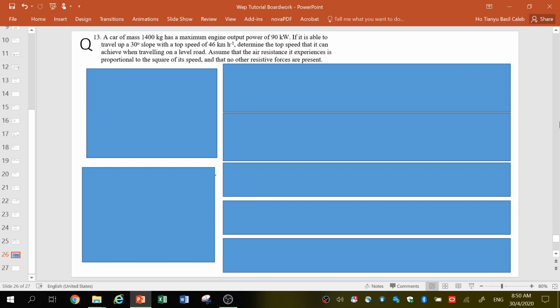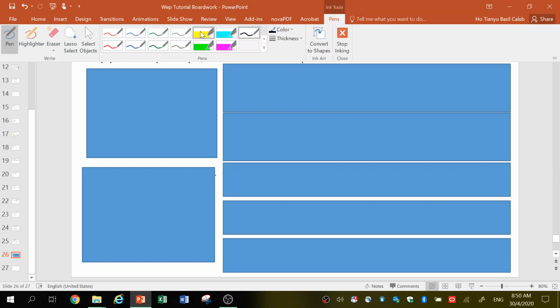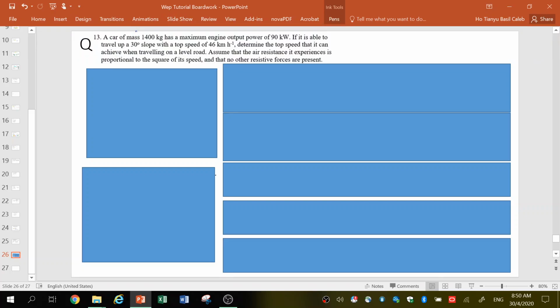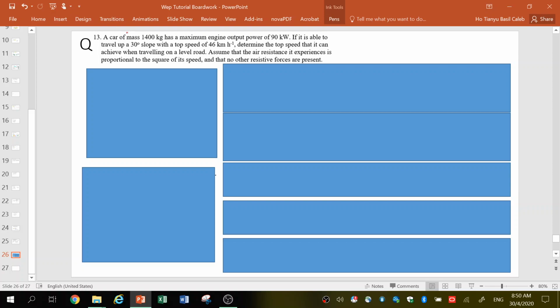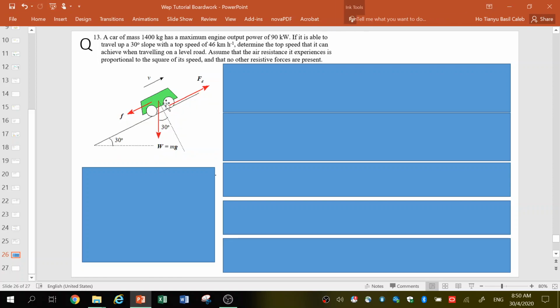Assume the air resistance it experiences is proportional to the square of the speed and no other resistive forces are present. This is a challenging question, right? Because even though the question is very short, there are so many things that you are expected to know. So let's first start with a diagram, as per usual.